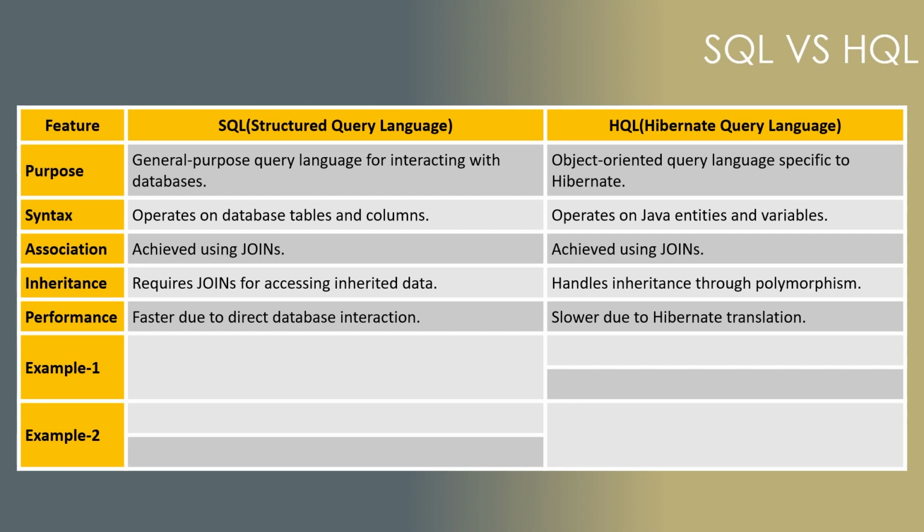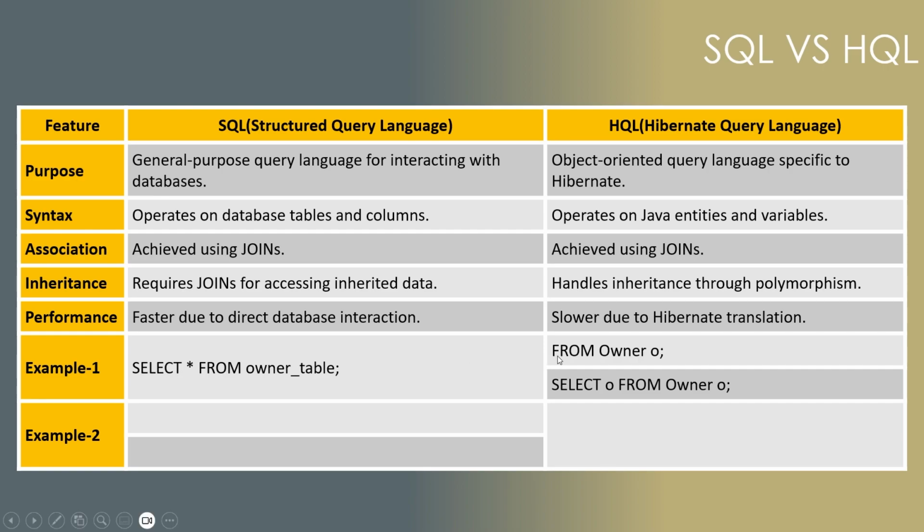Now let's see the example here. For the first example, let's say I wish to read all the columns and all the rows from my owner table. So I will simply say select star from owner table. It will show me all my 72 rows as well as all my columns also. But in HQL, I have two ways of writing this.